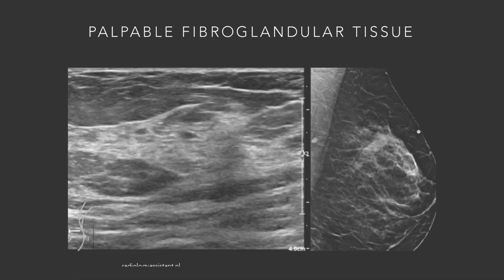And sometimes patients may feel fibroglandular tissue. It feels like a lump. And so this is an example of that. Patient came in with a palpable lump, and on mammogram and corresponding ultrasound, there's just normal looking tissue there. Sometimes, especially in the upper outer quadrant of the breast, there can be more of the fibroglandular tissue, and it can really feel like a lump to a patient.